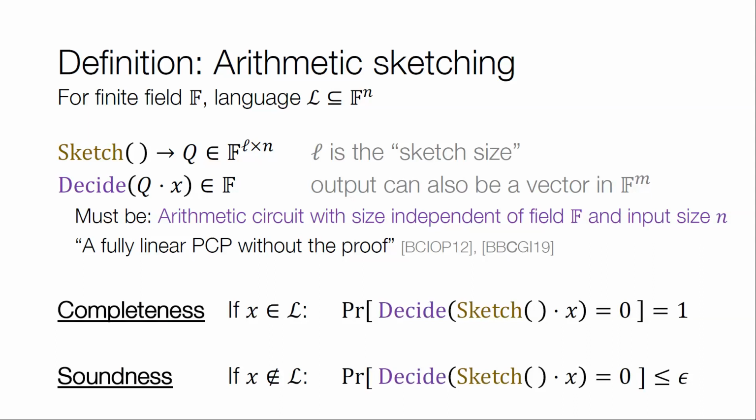The two properties that we ask of a sketching algorithm are completeness and soundness, which just says: if X is in the language, then the sketch should accept always. And if X is not in the language, then the sketch should reject with high probability over the randomness of the sketching algorithm.